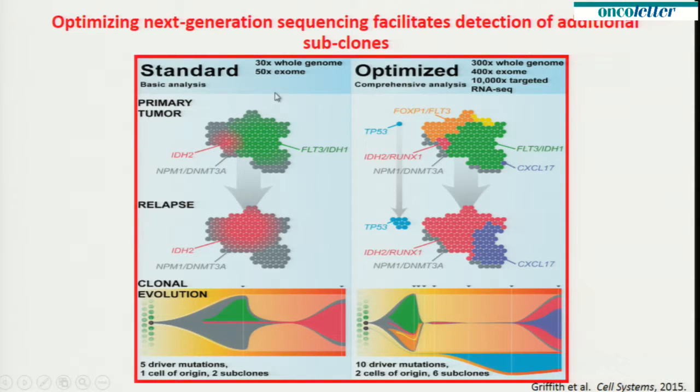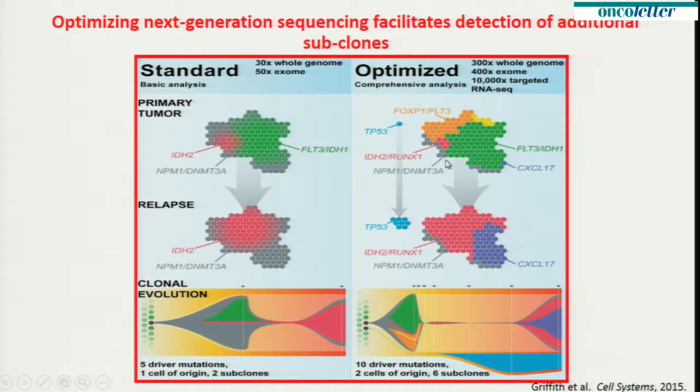If you do only this, in fact, this was considered state of the art until 4 years ago, where you do 30x whole genome, 30 times, you cover regions of this, or 50x whole exome, and you may find a few clones here. This is the founder clone, these subclones here as they evolve.